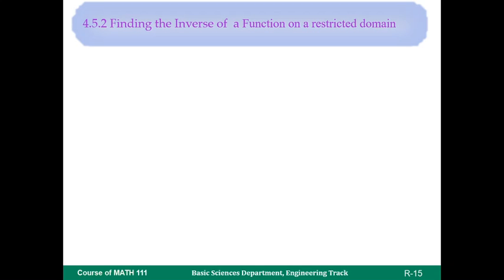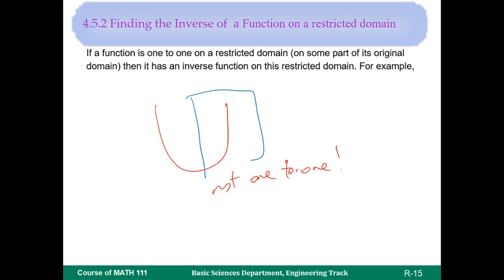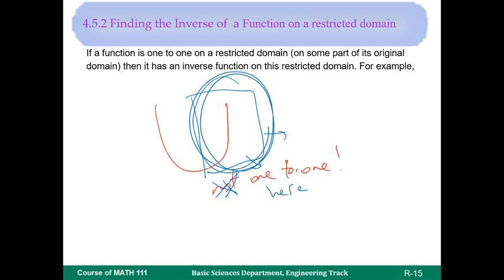Now, finding the inverse of a function on a restricted domain. One thing about inverse functions, we said the function might not be one-to-one. So, for example, this function is not one-to-one. But if you take only this part, it's one-to-one here only. But if you take all of it, no, it's not one-to-one.